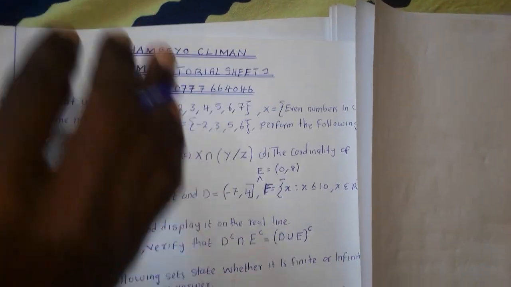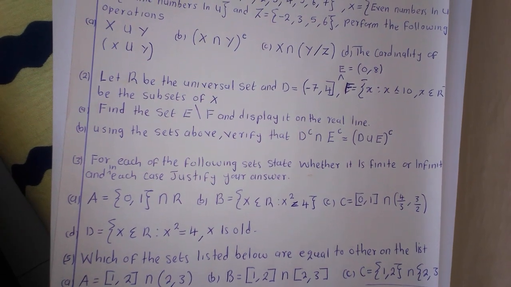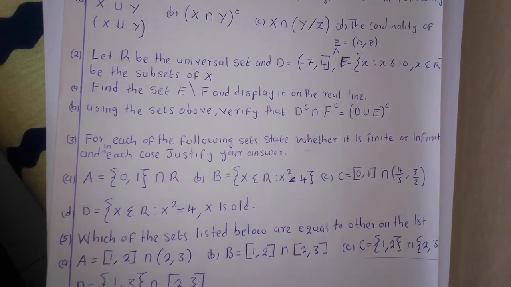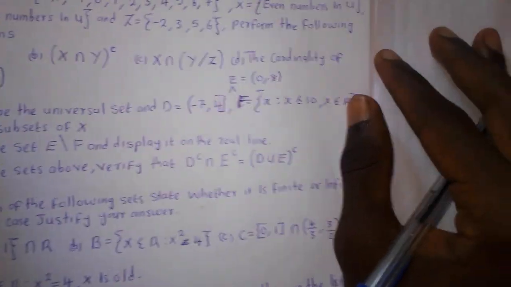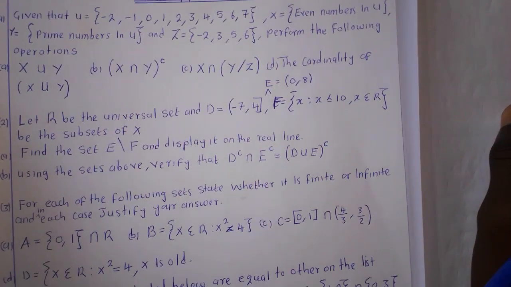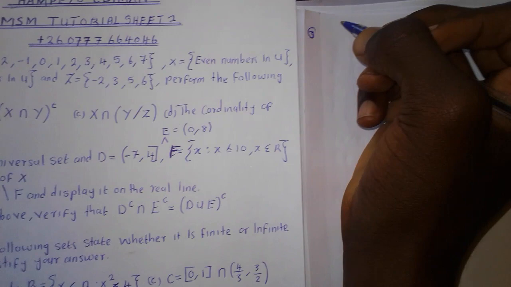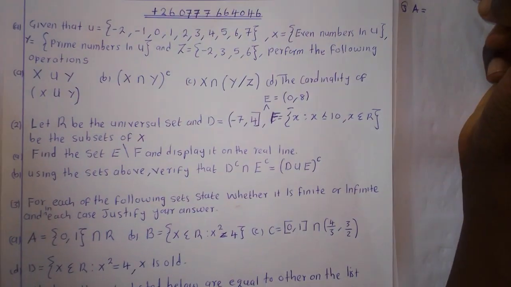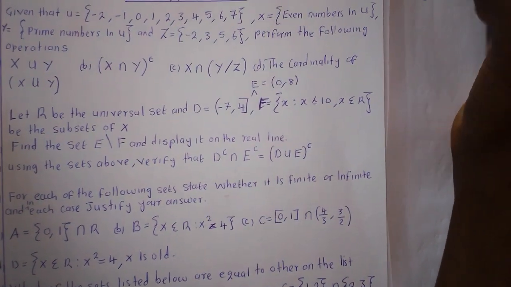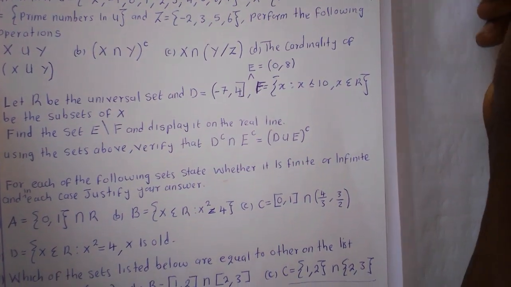Okay, we get to the other question. I'll be very fast. So this one, they are saying for each of the following sets, state whether it is finite or it is infinite. Okay, state whether it is finite or it is infinite. So for the first question, I'm going to do the first one. They are saying this is 3. This is 3. We have A equal to 0, 1, then intersection R.